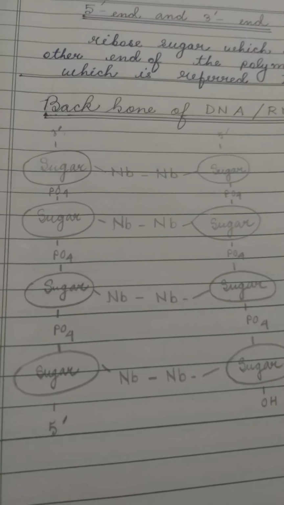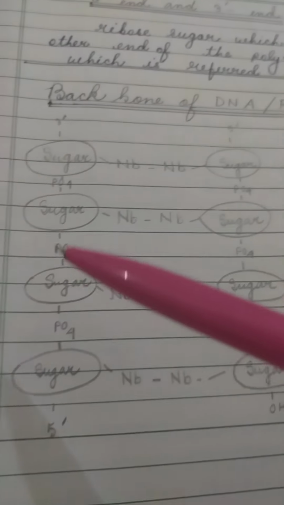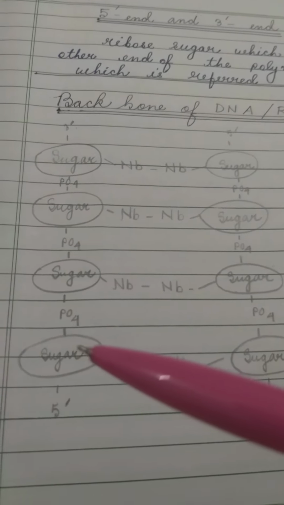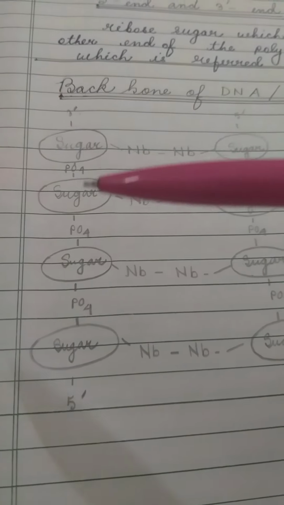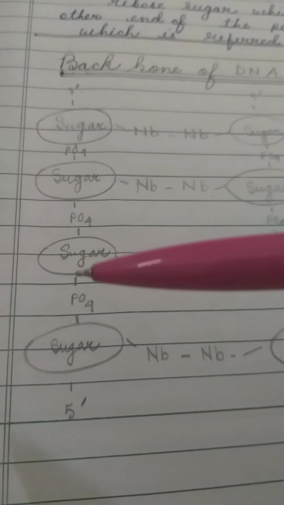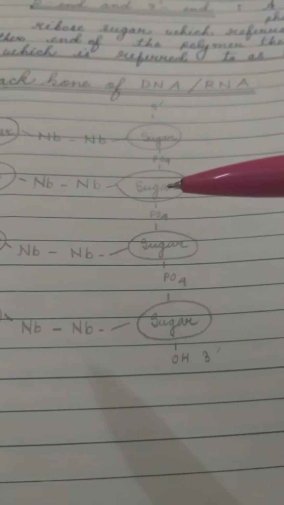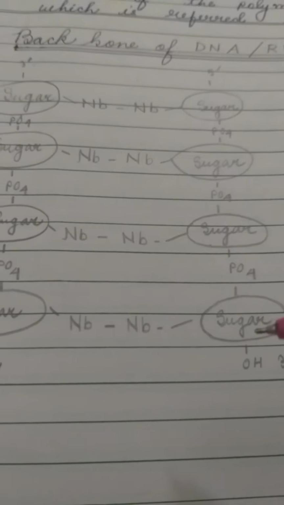Backbone of DNA. DNA is double-stranded. It consists of two polynucleotide chains. These are the two polynucleotide chains or strands. The backbone of each DNA strand consists of sugar and phosphate, which are alternately placed. In the opposite strand also, the backbone consists of sugar and phosphate moieties.